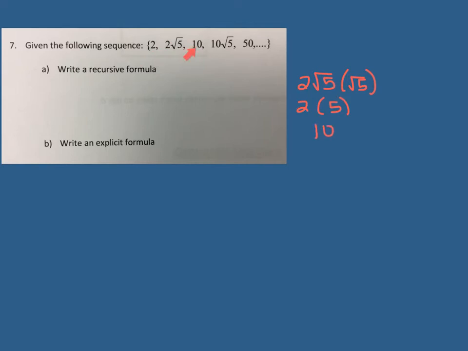If we take 10 and multiply it by radical 5, you would get 10 radical 5. Let's just do one more off to the side. 10 radical 5 multiplied by radical 5: rad 5 times rad 5 is 5, so 10 times 5 is 50, which does bring us to our next term. So it looks like we're just multiplying by radical 5 to get from one term to the next. So that means this must be geometric.